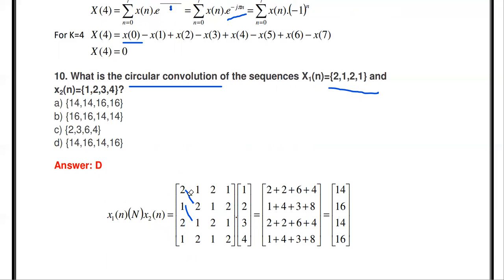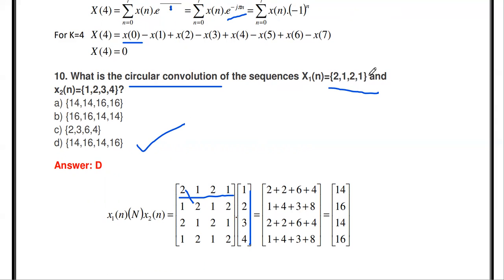After getting the 4 cross 4 matrix, this x1 of n matrix is multiplied with our x2 of n value. What is the x2 of n value? 1, 2, 3, 4. Then you multiply the first row with the column value, and we get the first answer. Similarly, this one multiplied with this one, we get the second. Similarly, the third one. So you see the answer is 14, 16, 14, 16. So this is the circular convolution of these 2 sequences. This is a very important 2 mark problem.